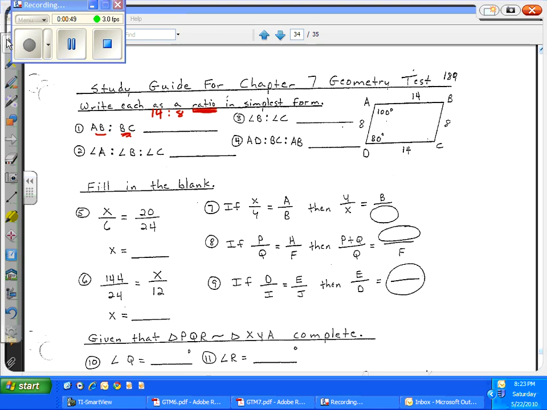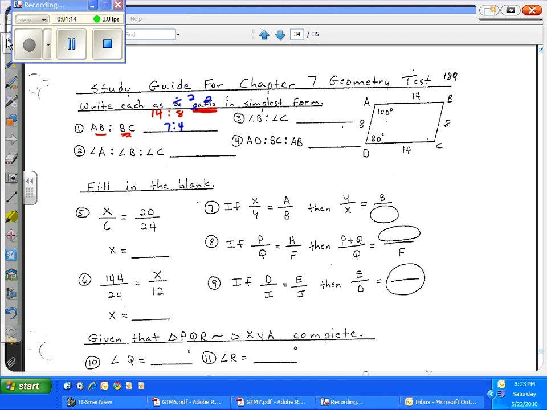We said a ratio has to be whole number to whole number. You cannot have a decimal in a ratio, and we learned how to fix that. And then all ratios must be reduced by dividing each member of the ratio by their greatest common factor. The greatest common factor between 14 and 8 would be 2, so that would reduce to 7 to 4. Any questions on number 1?